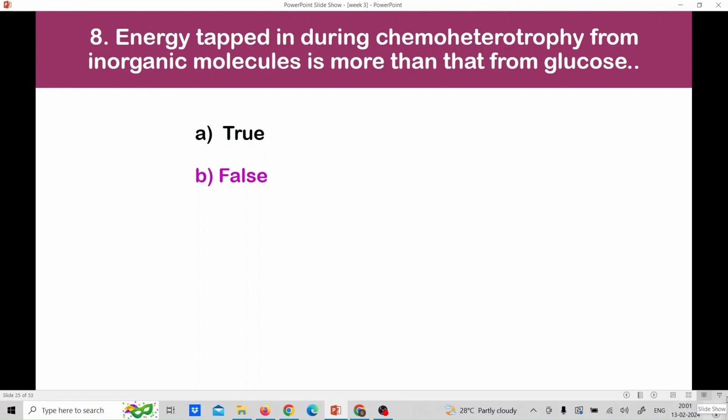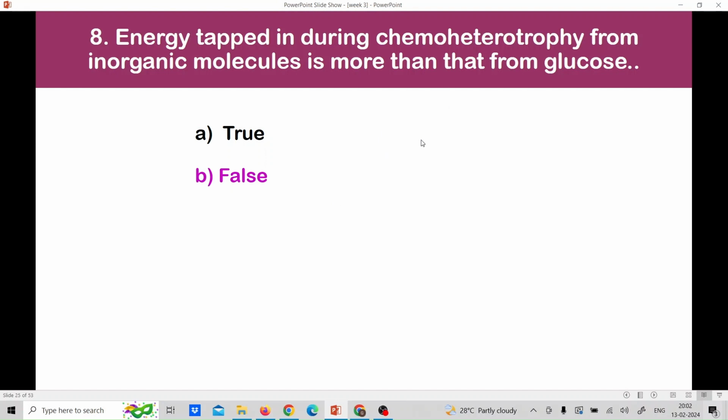Okay, this was the question, right? In this question, the answer is false because in chemoheterotrophy, with inorganic molecules, generally there happens this electron transport chain, right? Anywhere, if it's going to be aerobic, there is going to be an electron transport chain. So when we have an inorganic molecule, we saw that redox tower in one session, right? In that redox tower, glucose has the highest donor. Okay, so glucose will be the highest donor.